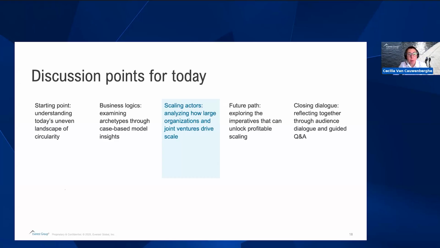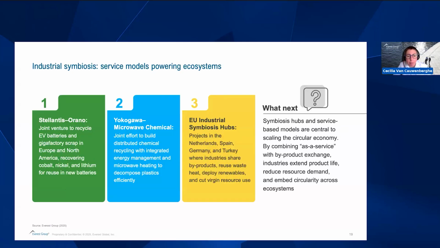So if we move forward, let us focus on the actors of scale: the joint ventures, the public-private partnerships, and acquisition strategy that could help us translate corporate ambition into system-level transformation. Going to the next slide.